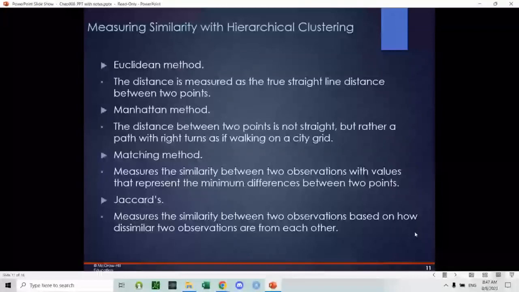Hierarchical clustering issues to remember. So just as with k-means clustering, hierarchical clustering has some issues to remember. First, hierarchical clustering can be applied to both categorical and numerical data and should be implemented with standardized data using z-scores or min-max.